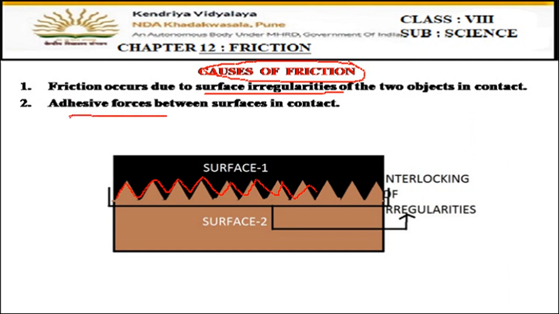Then adhesive forces between the surfaces in contact. Adhesive force means attractive forces between the two surfaces. So you can say that irregularities is one of the reasons, and second is the attractive forces between the two surfaces, which also give rise to friction.